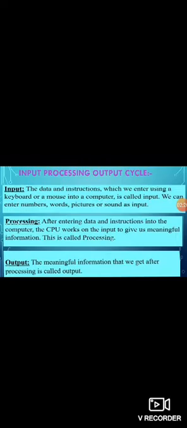Then processing. After entering data and instructions into the computer, the CPU works on the input to give us meaningful information, and this is called processing. And output. Output means the meaningful information that we get after processing is called output. So these are input, processing and output. So we see the input, processing, output cycle.